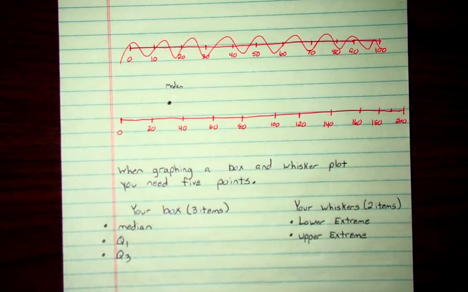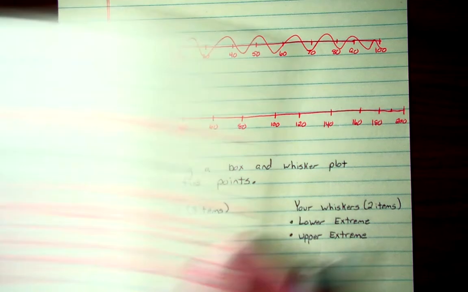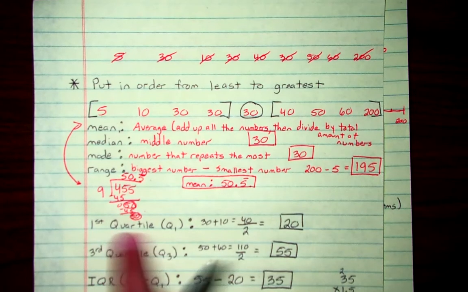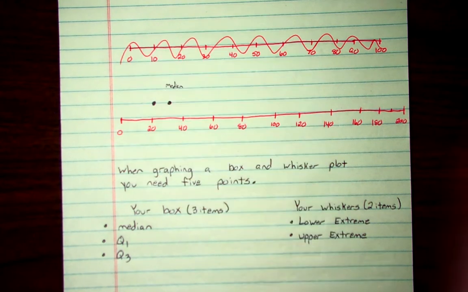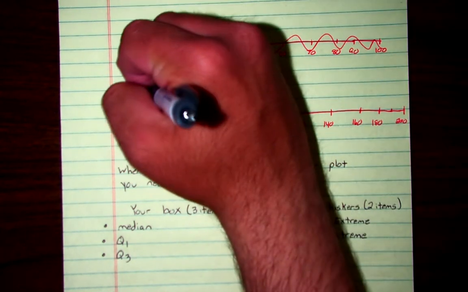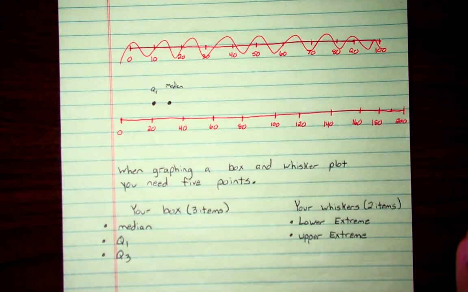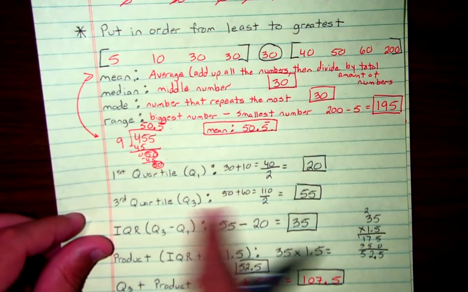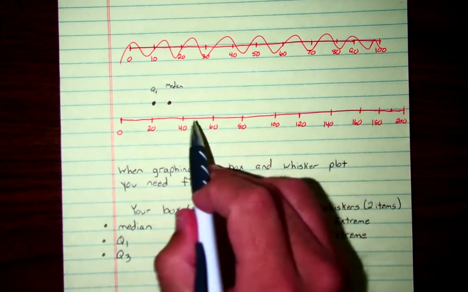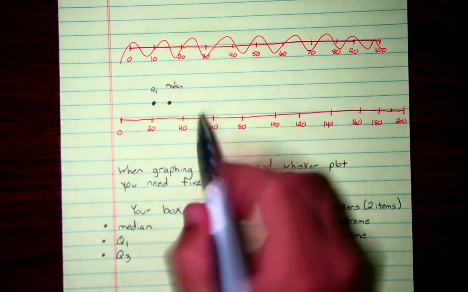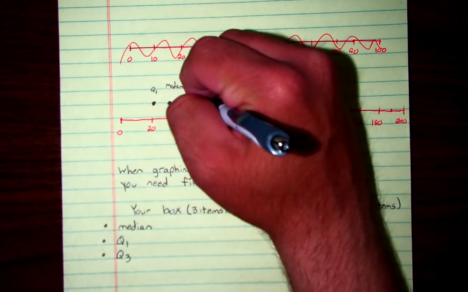I then need my Q1. So my first quartile Q1 is at 20. So I'm going to put a dot at 20, and I'm going to label it Q1. Then I need my third quartile, which is at 55. So a little more than halfway between 40 and 60. So I'm going to put it right here, and I'm going to call this one Q3.